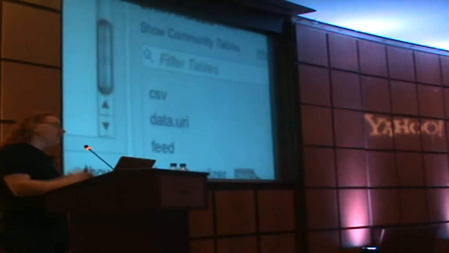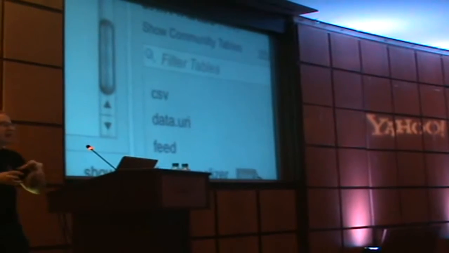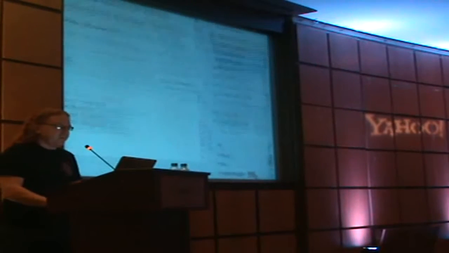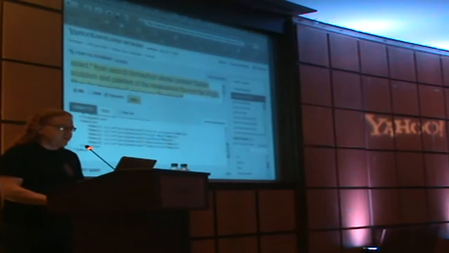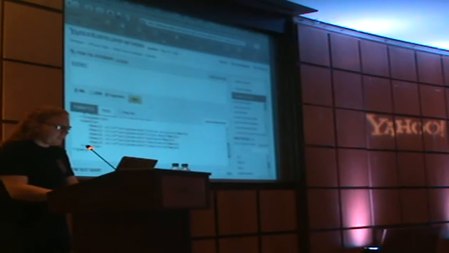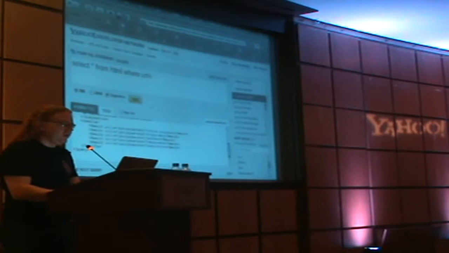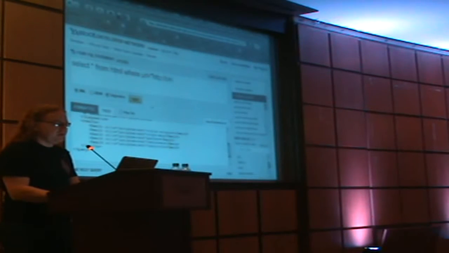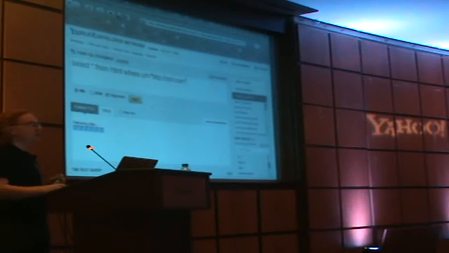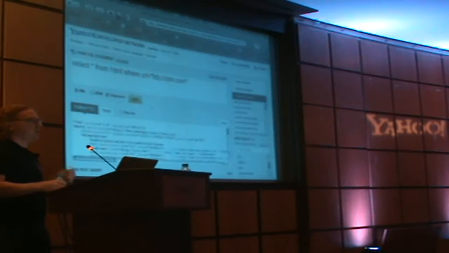That means anything that comes from the web that has a certain format, I can use in YQL. Say, for example, companies that haven't understood that giving out data for free is a good idea, like CNN.com. I can say select star from HTML where URL equals http CNN.com. And that one now goes to CNN.com and gets their homepage as HTML.